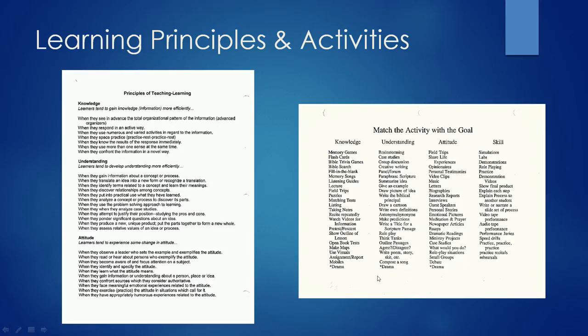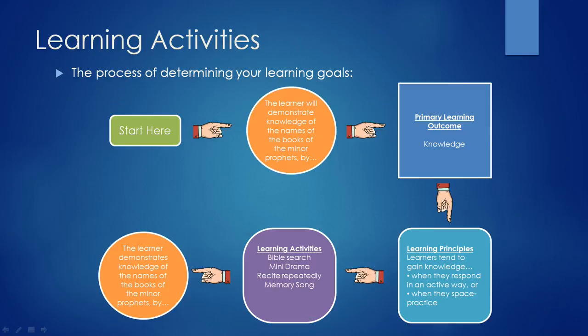I want to now go back to this model and look at an example. Let's just say we'll start here. The learner will demonstrate knowledge of the names of the books of the minor prophets. Okay, that's the goal, and the indicator would be something like, of course, by listing them or naming them from memory without any mistakes, or whatever that indicator might be. But we're focused right now on the goal here.